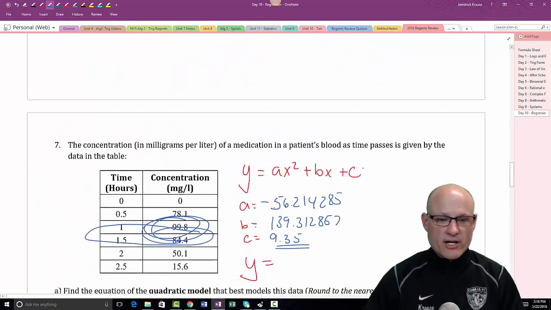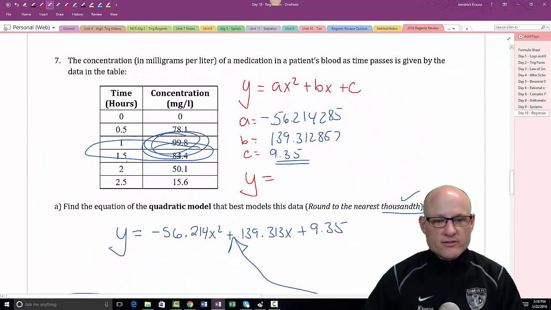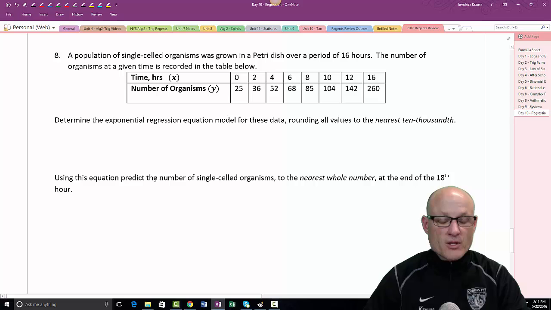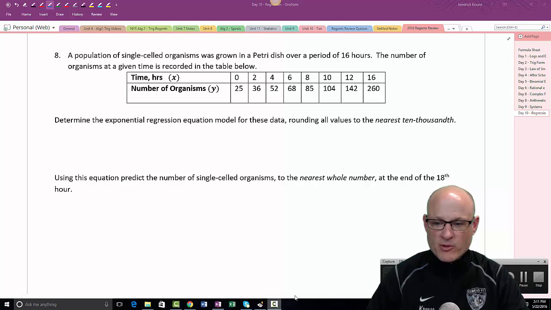Let's see if that makes sense with our graph. Yeah, somewhere a little bit after this, it'll be completely out of the system. 2.54, we got just a little bit. Okay, that's about right. Whew, that was a tough one. All right, I'm going to pause it. I'll be right back.